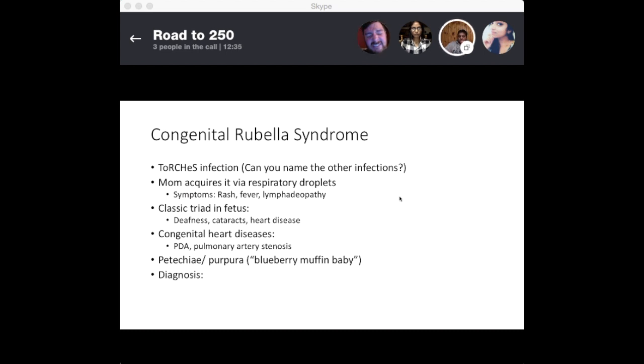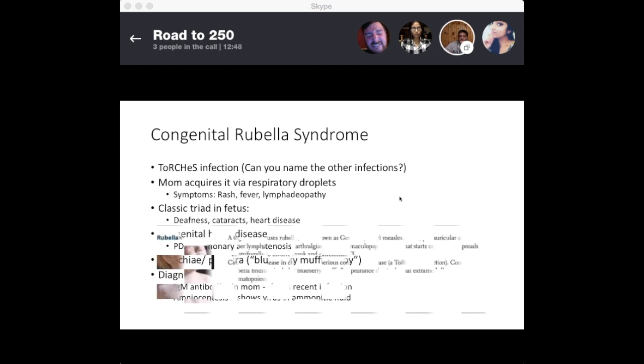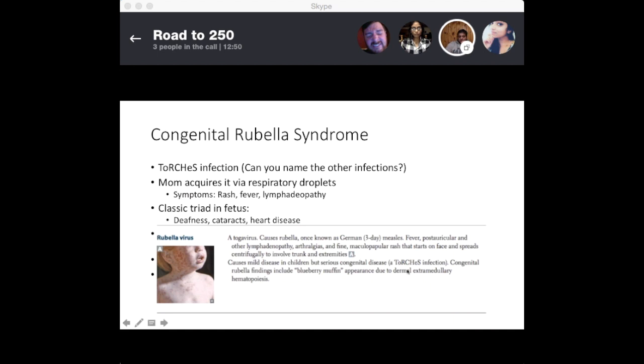So, diagnosis. How do you diagnose it in a mom? You're looking for IgM antibodies in the mom. That shows a recent infection. And then amniocentesis shows virus in the amniotic fluid. So here's basically what First Aid has, and we've gone over everything here. Again, it's a TORCH infection and congenital. Yes, you're going to see blueberry muffin, but there's another slide I'll show you where you're going to see the other symptoms.